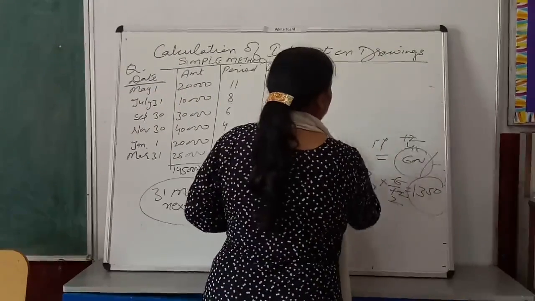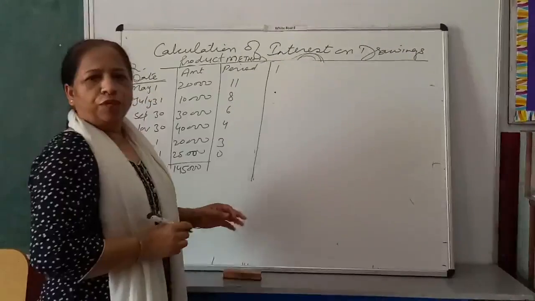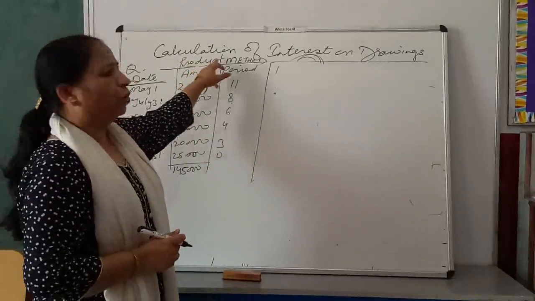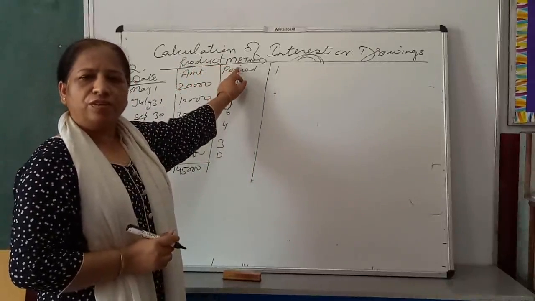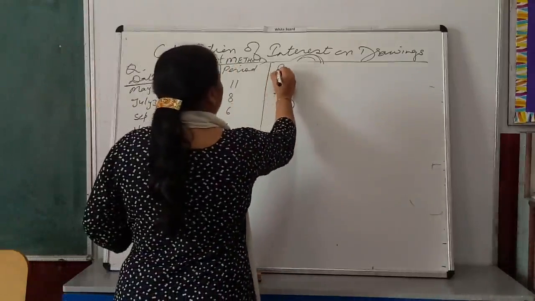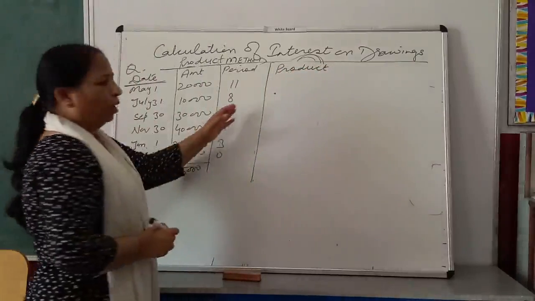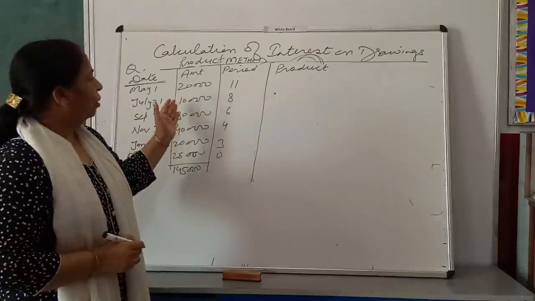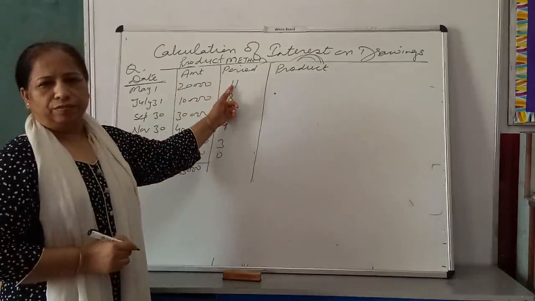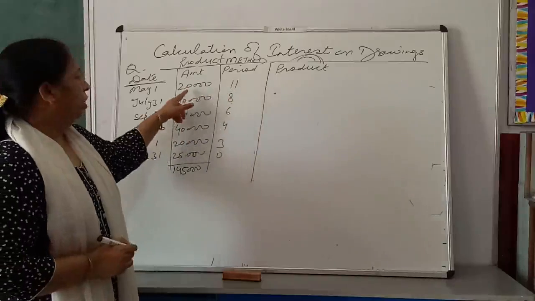Now the second method to calculate interest on drawings. We will solve the same question by applying the product method. You can see the answer will be the same, right? In this method you will calculate the product. What is the formula to calculate the product? Amount multiplied by period, you will get the product.